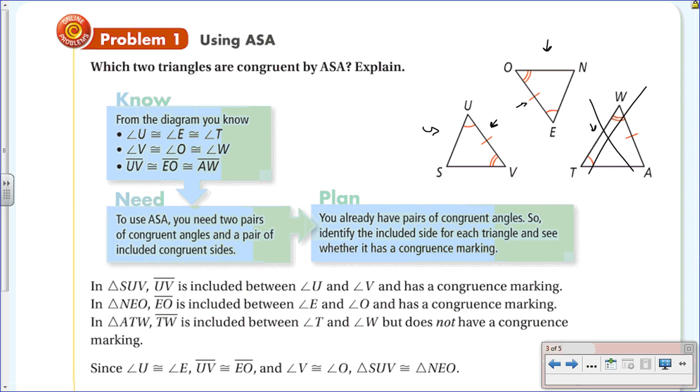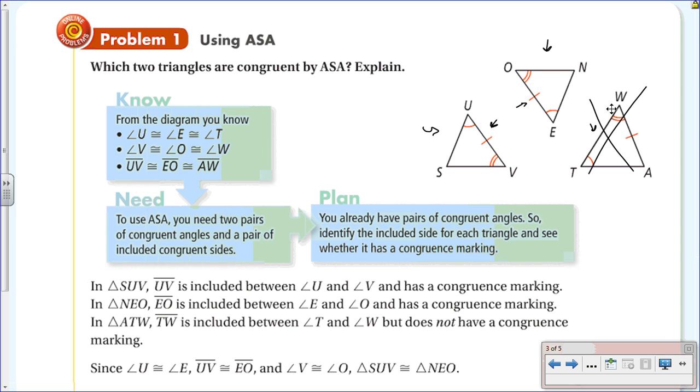Just like in this example, UV is our included side because it touches the vertex of U and the vertex of V. Over here, OE is our included side because it touches the vertex of E and the vertex of O. Here, our included side is actually WT, not the one they marked.